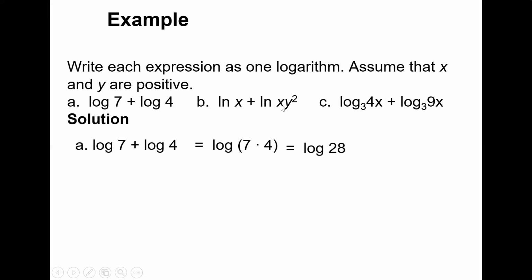Here, when we bring those together, remember it's going to become a product, so it's going to be x times x, which will be x squared, times y squared. So it's just going to be the ln of x squared y squared.